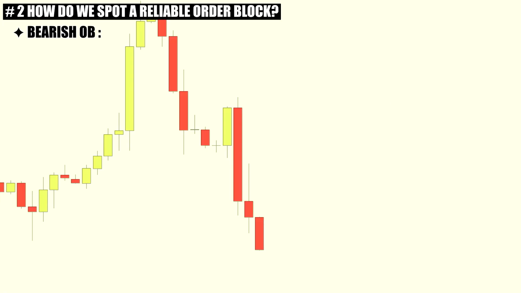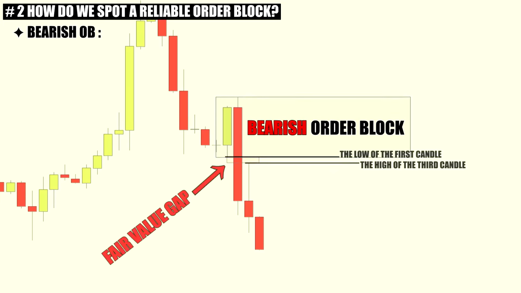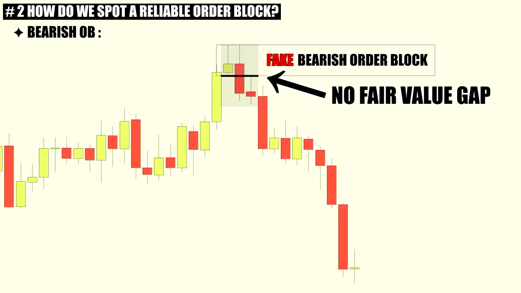Now, if you're trying to spot a bearish order block, the process is just the opposite. What you want to look for is the final bullish candle that appears right before a strong bearish move. However, just like with bullish setups, there's one key condition. The wicks of the first and third candles in the sequence must not overlap. Take this example. You'll notice that the wicks of the first and third candles actually connect. That means no fair value gap is present, which disqualifies it from being a valid bearish order block.